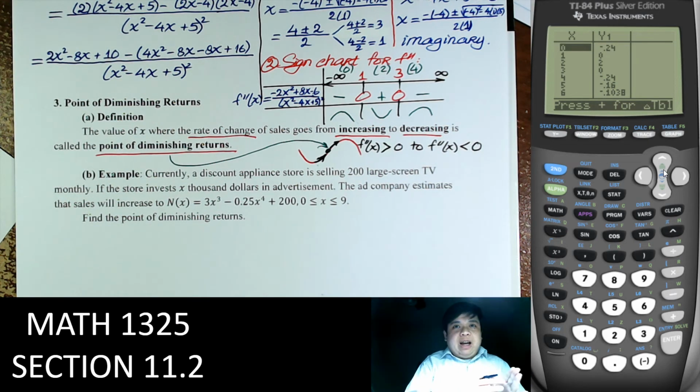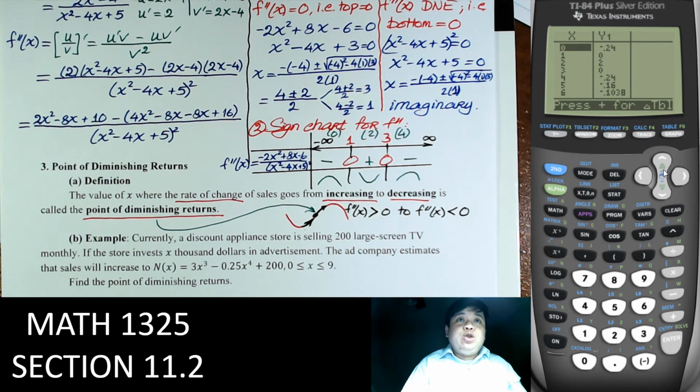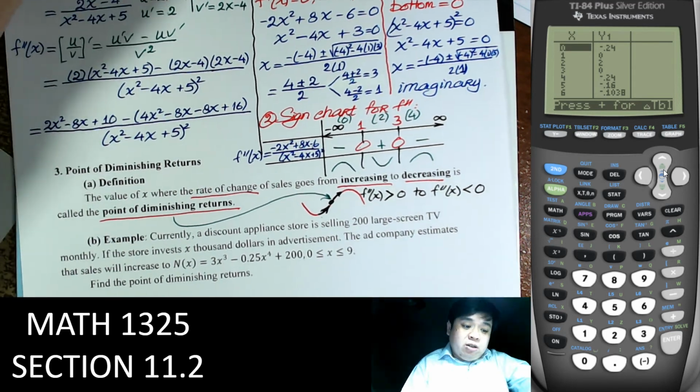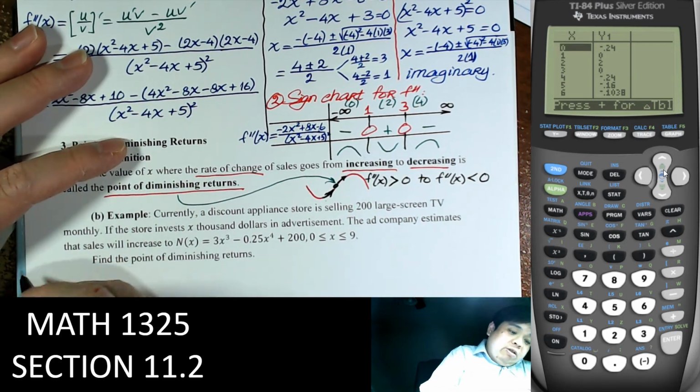Set up the derivative, find the derivative, then the derivative again, find the partition numbers for the second derivative, and then make the sign chart. Notice that it only counts as the point of diminishing return if it goes from concave up to concave down. Right, so let's do that. We have the function. Now we find the derivative and second derivative.